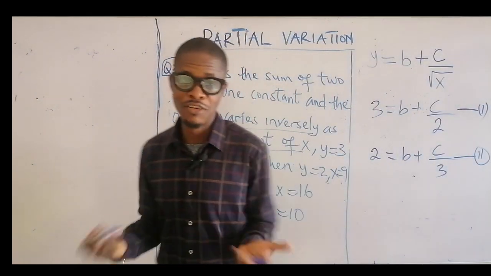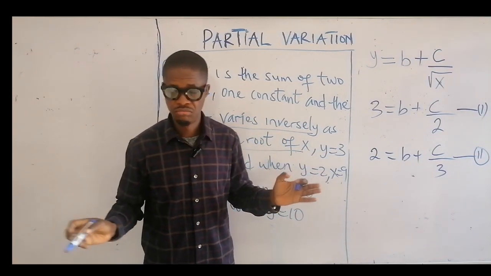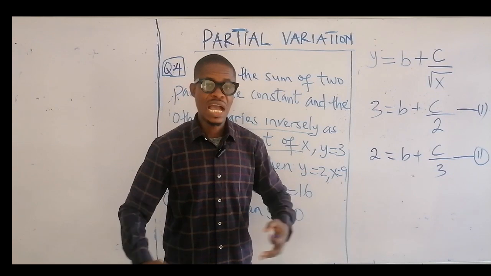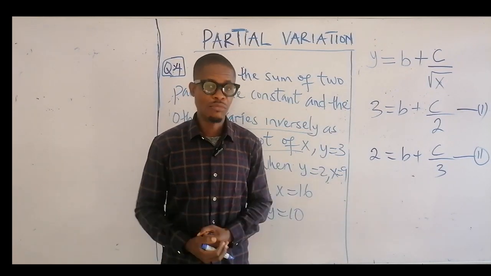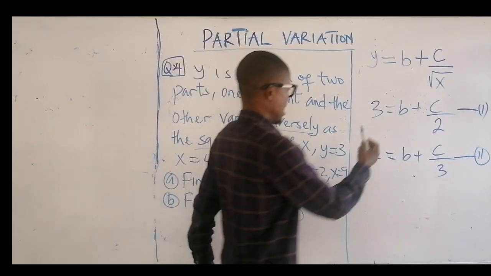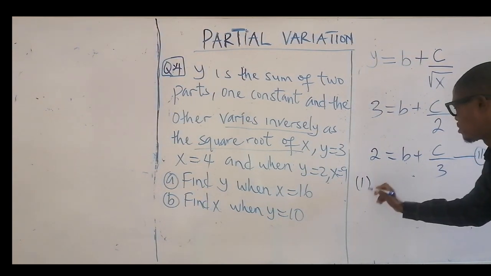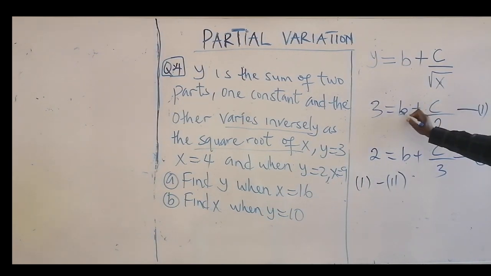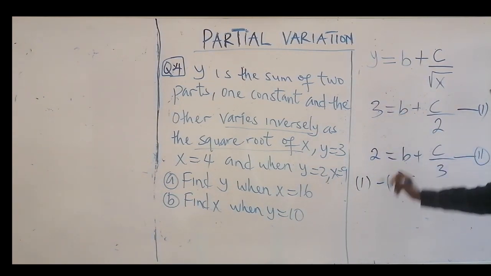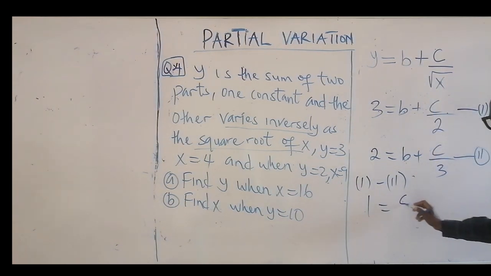I told us at the beginning of the video that when you are dealing with partial variation, the only tool you need is to know how to solve simultaneous equations. So that's what we're going to do now. We have two equations. The coefficient of b here and here are the same, 1, so we can just say equation 1 minus 2. 3 minus 2 is 1, b minus b cancels, then we have c over 2 minus c over 3.